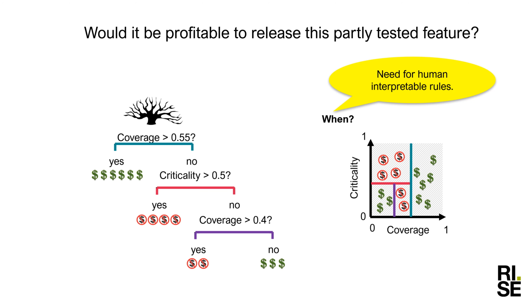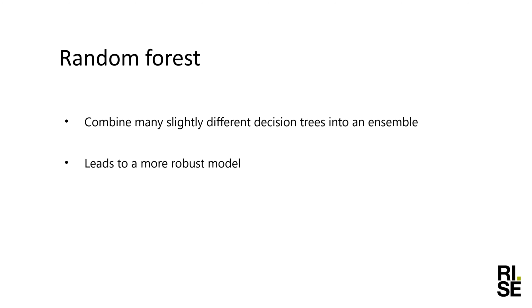So when is this a good algorithm then? Well, if you need human interpretable rules, this is the machine learning algorithm for you. It doesn't get easier than this, and as I said, as long as the tree is not too deep, you can also manually work with this for your input data.